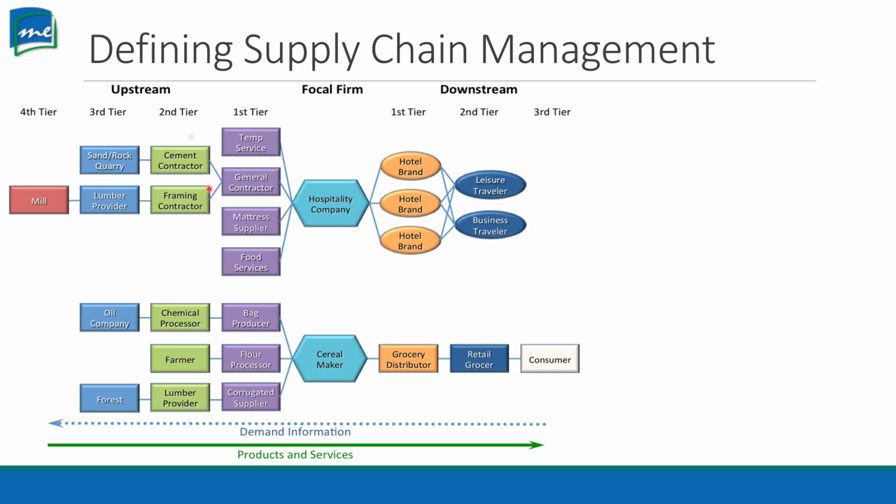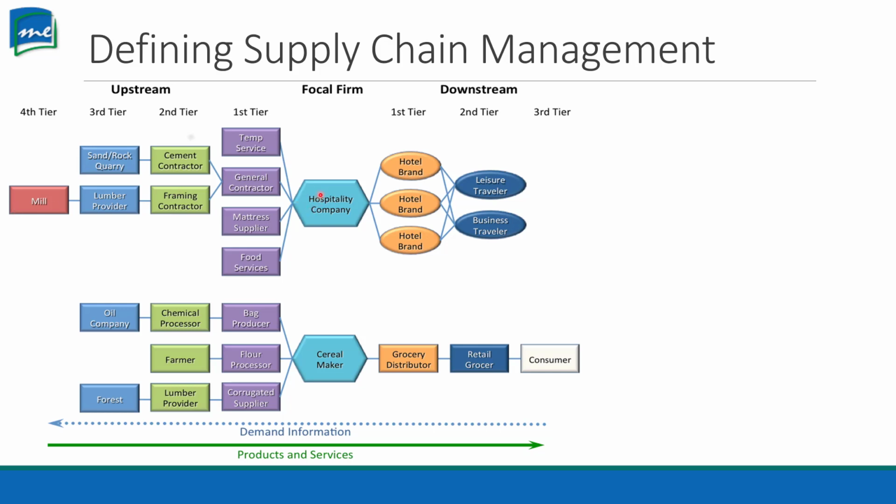So under the general contractor, they're going to probably have a cement contractor and a framing contractor. Cement contractor is going to contact rock, sand and rock quarries to get their materials. The framers are going to contact a lumber provider, and the lumber provider is going to have a mill that they contact. So you see how this goes, and this mill might even have a forester that they have where they get their raw wood so they can mill it.